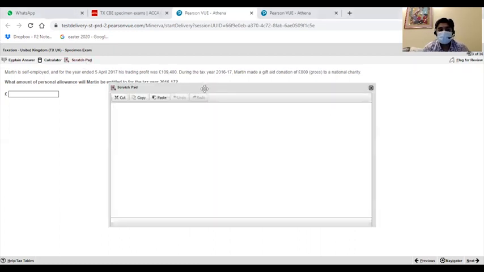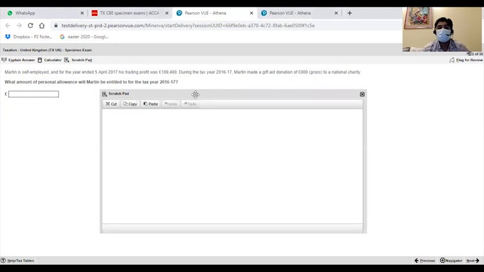First thing you need to know about the scratch pad is that you don't need to write the full words because this is your working. This will not be shown to the examiner, right? So I'll be writing the personal allowance figure, that is 12,500. And then I need the reduction, just written red, because I know that red means reduction. Working number one. Now I know that in order to calculate the reduction, I need to have the adjusted net income, ANI. So I have written ANI.